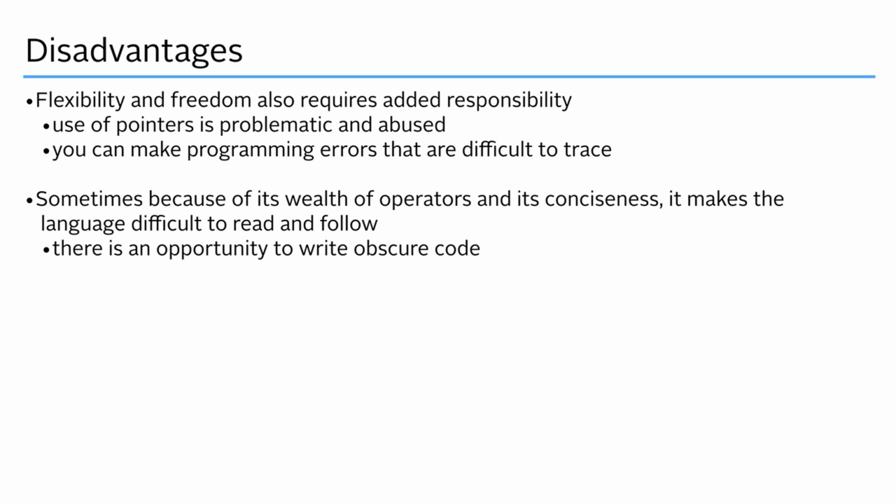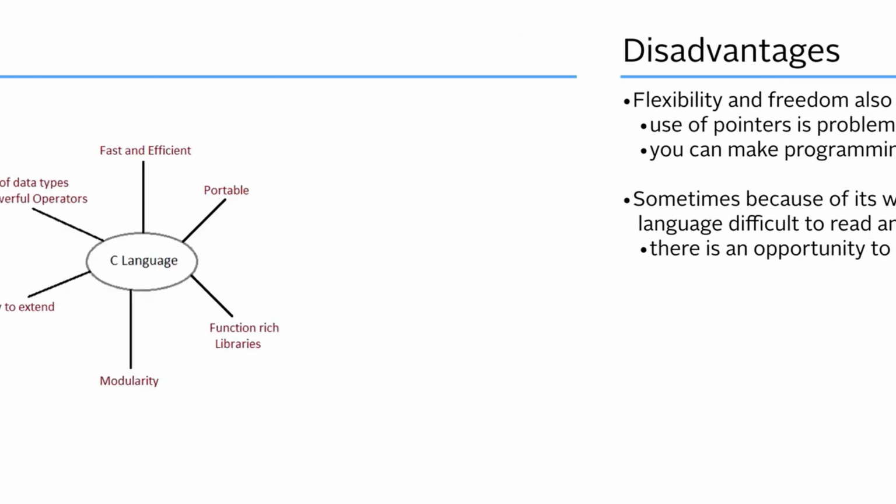Other things, because of its wealth of operators and its conciseness, it makes the language difficult to read and follow sometimes. For the most part, C is very easily readable. But if you use a lot of these different operators, that can make it more complex. So there's an opportunity to write obscure code, but any language can be badly written. You can use the English language when you speak and you can have bad grammar. It's no different when you use a programming language. But some say with C it's a disadvantage because of all these operators. If you use it incorrectly, it can be harder to follow the code.